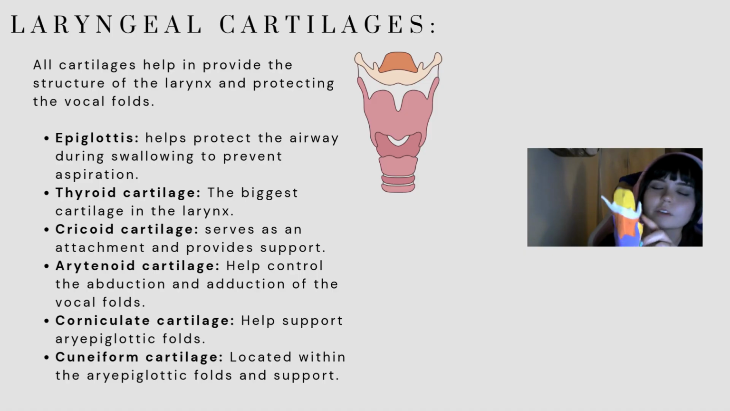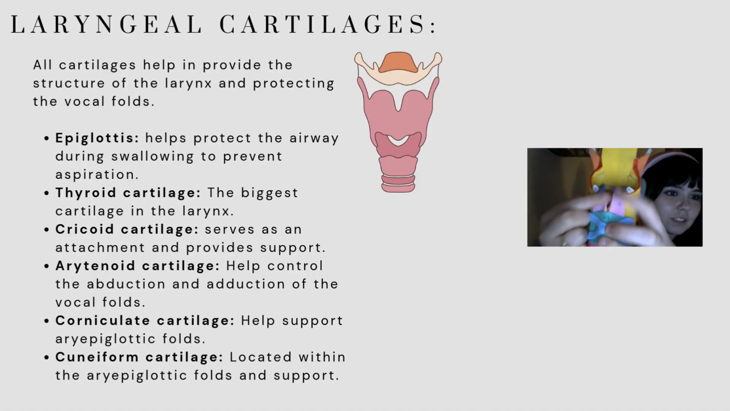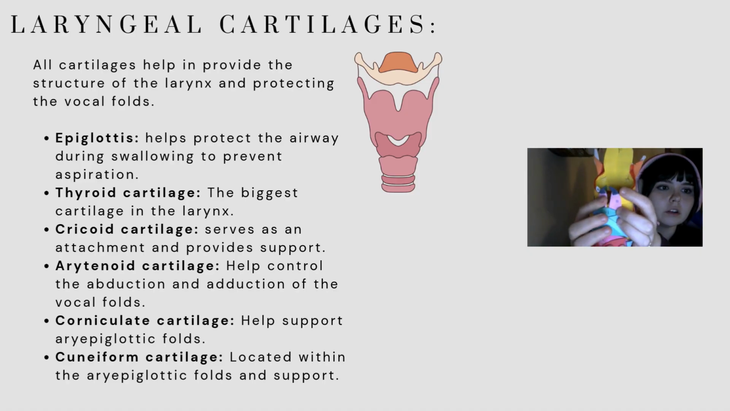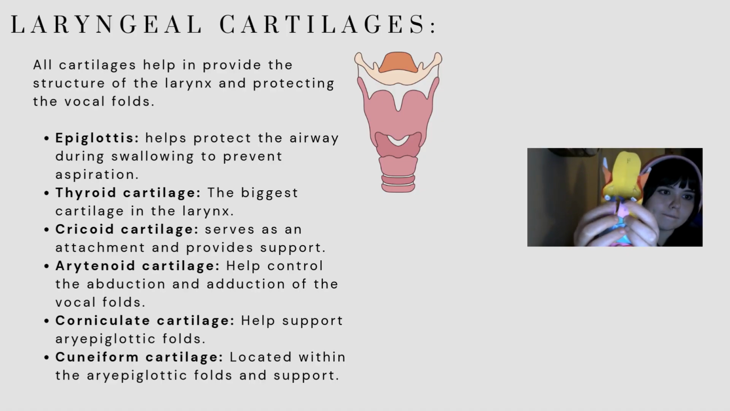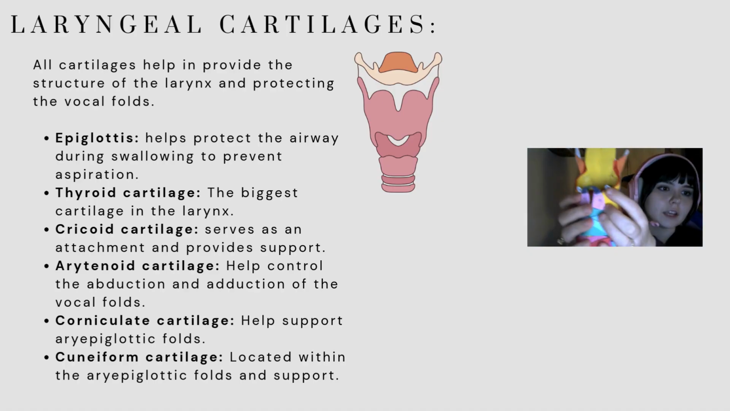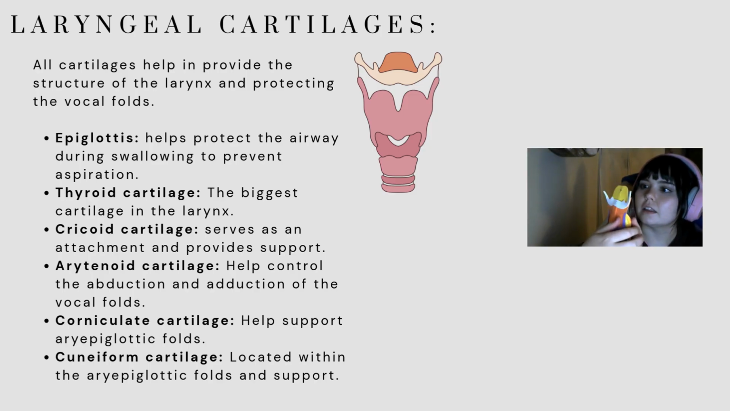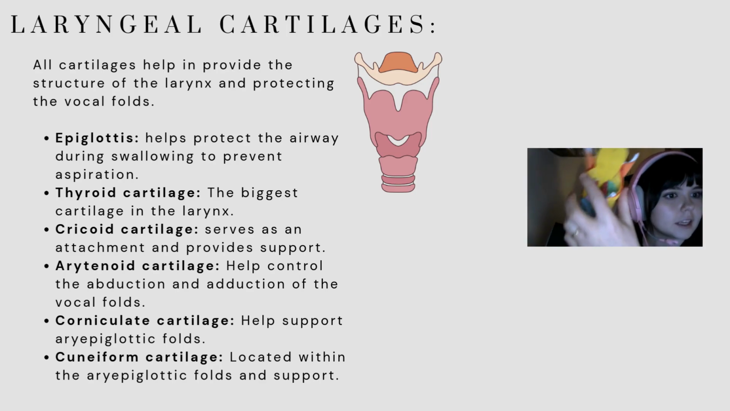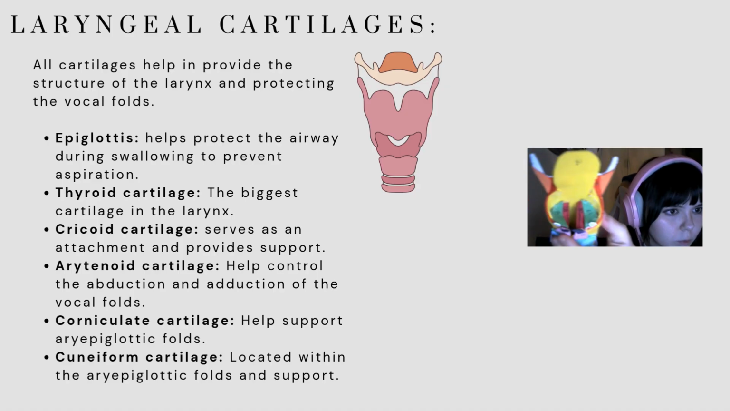They're right here. And those are those A-shaped cartilages that help abduct and adduct the vocal folds. And then the corniculate cartilages sit on top, and those are the little tiny cartilages that help support the aryepiglottic folds. And then the cuneiform cartilages are located within those aryepiglottic folds. And I don't have this on the slide, but this orange line is what represents the aryepiglottic folds.